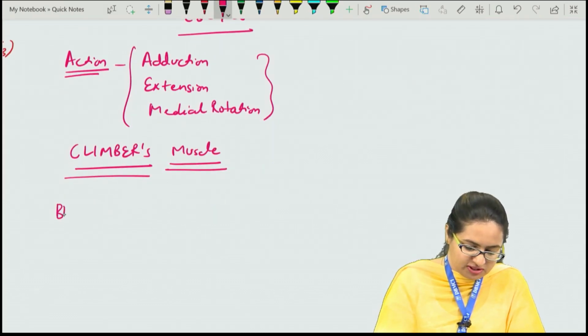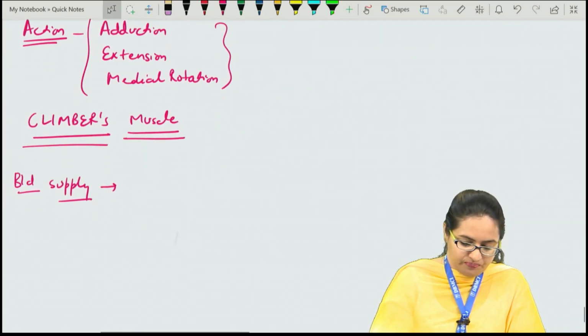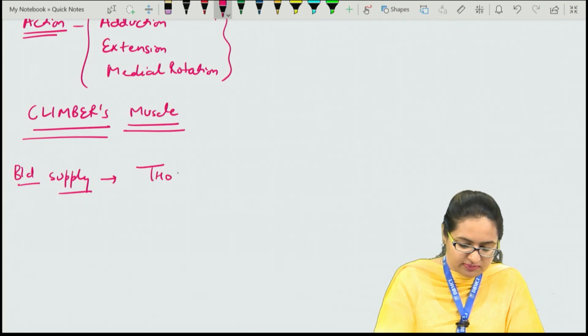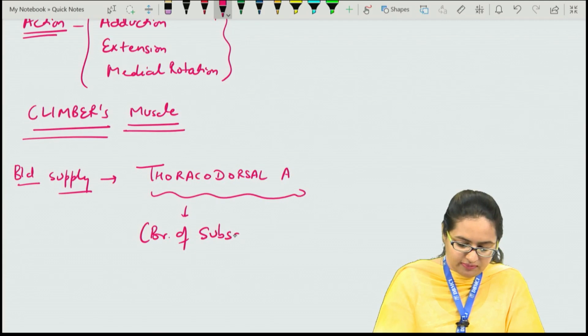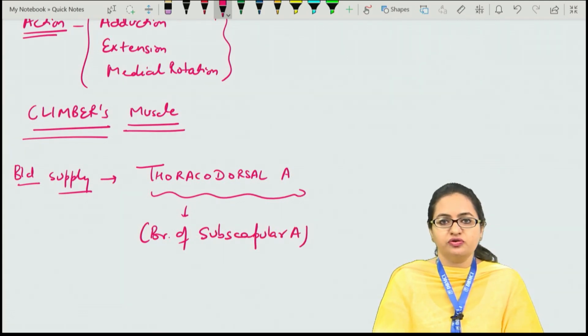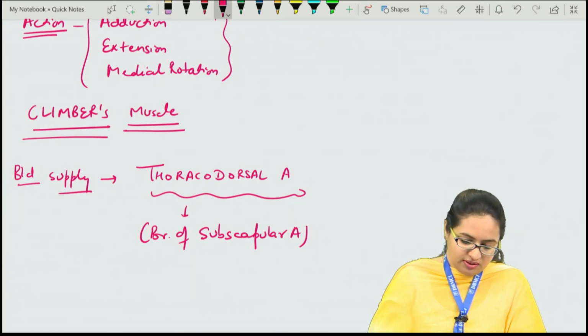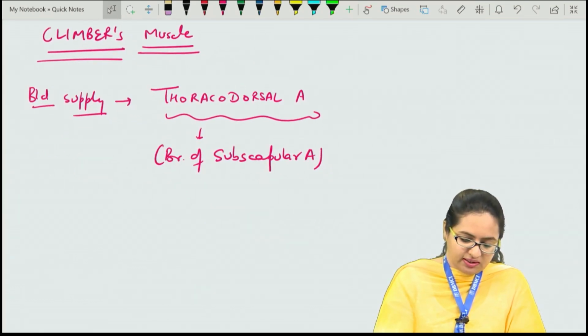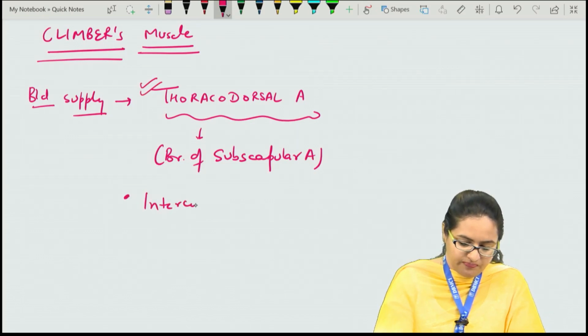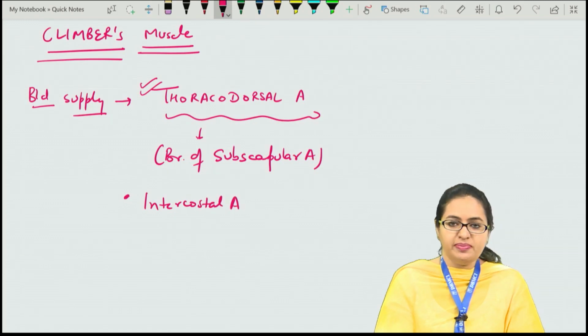When we talk about the blood supply of this muscle, it is mainly through the thoracodorsal artery. This thoracodorsal artery is a branch of the subscapular artery, and this subscapular artery is in turn a branch of the third part of the axillary artery. So mainly the blood supply is by the thoracodorsal artery, and it is also supplied by the intercostal arteries as well as the paraspinal arteries.